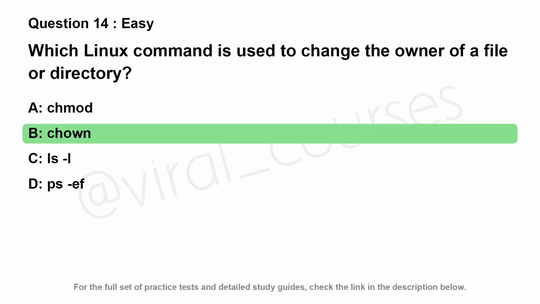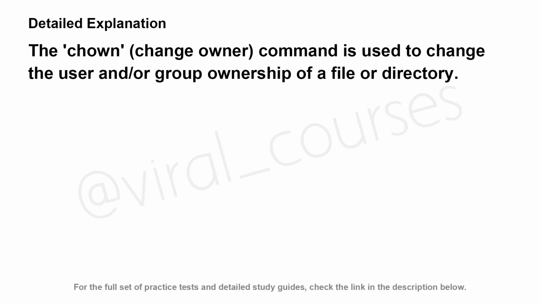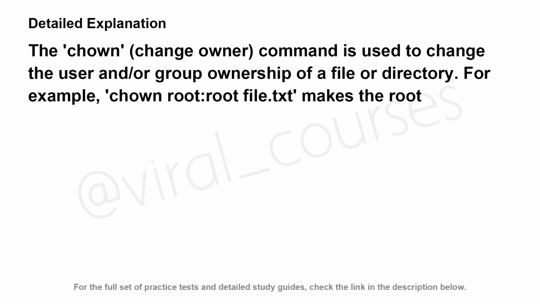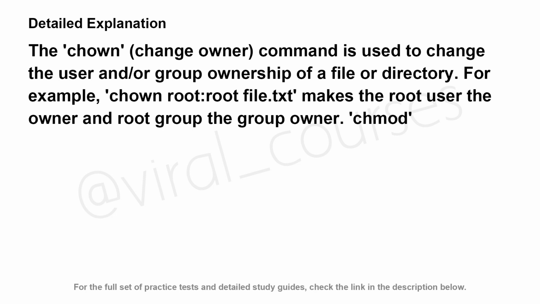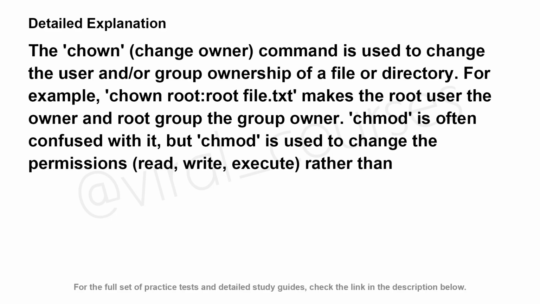The correct answer is B. The chown, change owner, command is used to change the user and/or group ownership of a file or directory. For example, chown root:root file.txt makes the root user the owner and root group the group owner. Chmod is often confused with it, but chmod is used to change the permissions, read, write, execute, rather than the ownership itself.